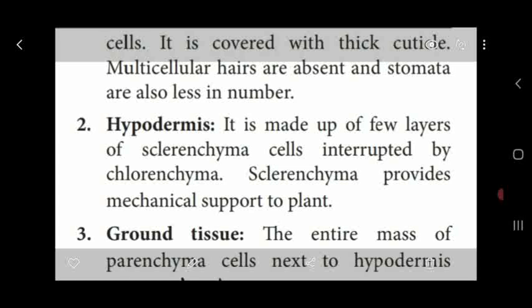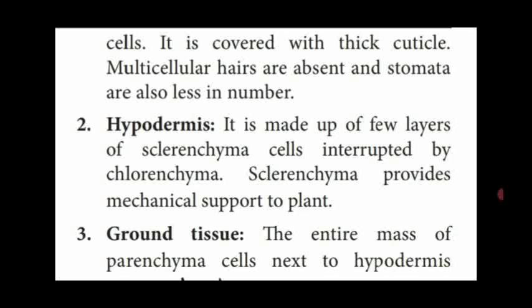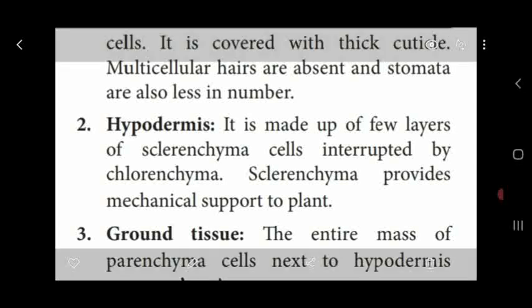Next one, hypodermis, the same one. A few layers of sclerenchyma present below the epidermis is called the hypodermis. These sclerenchyma cells are interrupted, that means between the sclerenchyma cells they have chlorenchyma cells. What are chlorenchyma cells? Parenchyma cells having chlorophyll pigment, doing photosynthesis and storing starch grains. This sclerenchyma provides mechanical support to the plant.